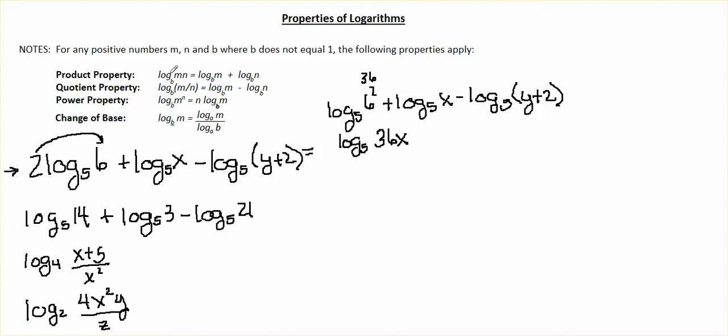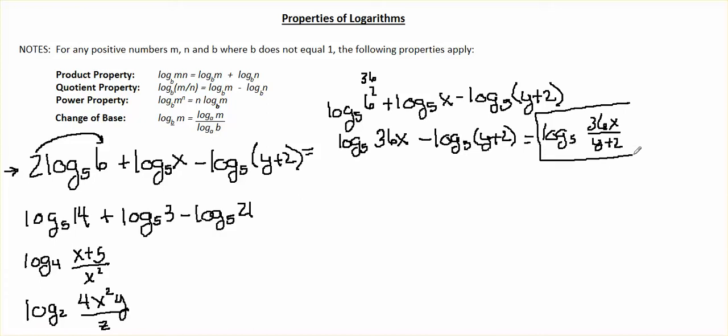When we combine them into one log, remember, we don't have two logs anymore. We have one log. And we're going to subtract from that log base 5 of y plus 2. The way that we combine back a subtraction is we're going to use our quotient property. To combine them back, we divide our m and our n. So we're going to divide 36x by y plus 2, and we get log base 5 of 36x over y plus 2. And this is our single log. There is nothing else we can do, and we're done.